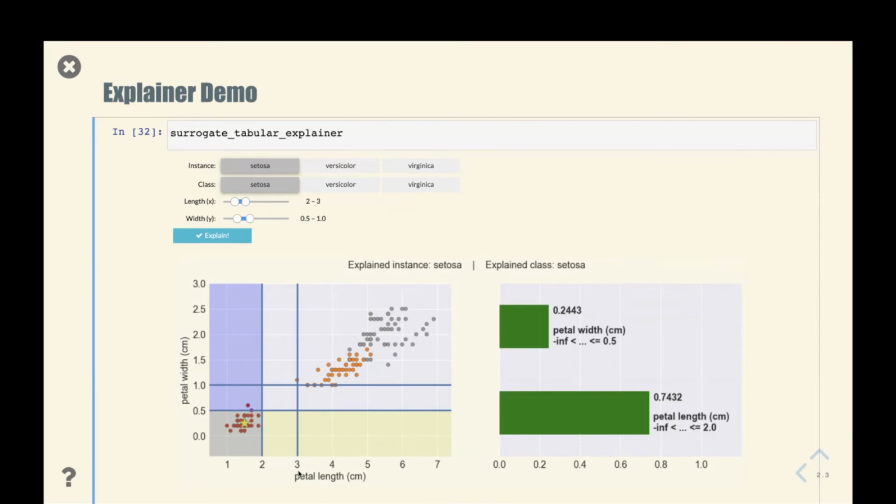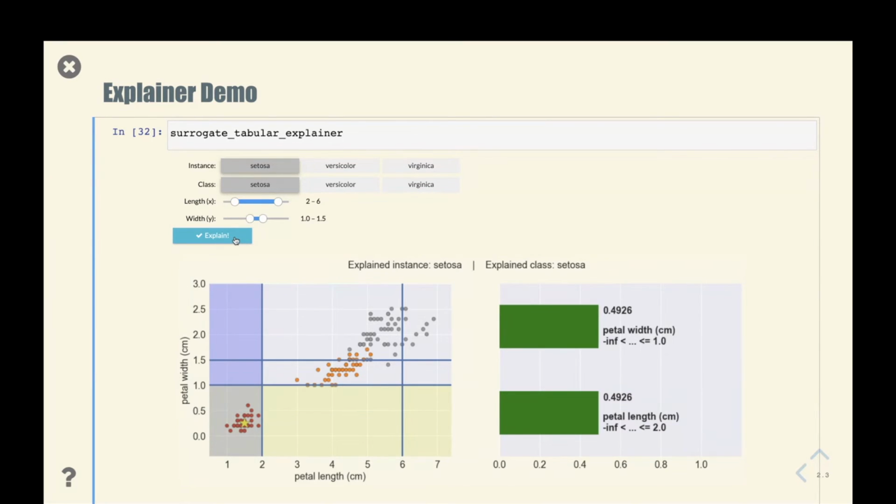Now, just to show you how it works, think about what would happen if I move the split on the x-axis from 3, say, to 6. Do you think the explanation would change? And the answer is no. What about if I, for example, move the split on the y-axis from 1 to 1.5? Do you think that the explanation would change? Again, no. So what if I move the one from 0.5 a bit higher? And the explanation changes.